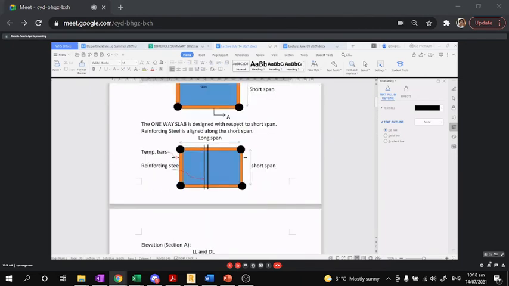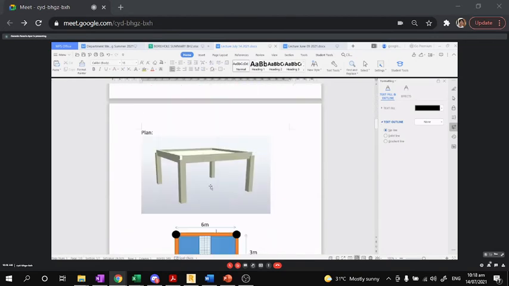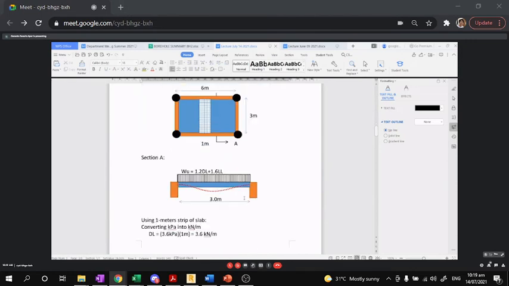mauni ang area sa imong slab, no? Oil sa nimo ni siya mga beams kay gapalibot sa iya, no? Now, this is 6 meters by 3 meters. Kung design lang ka along the 3 meters, no? So, mo consider ka og 1 meter. So, kung mukat ka og section, this will be the figure, no? The elevation.